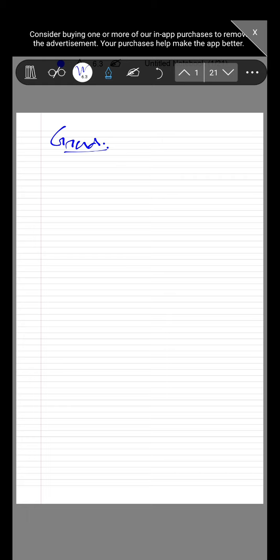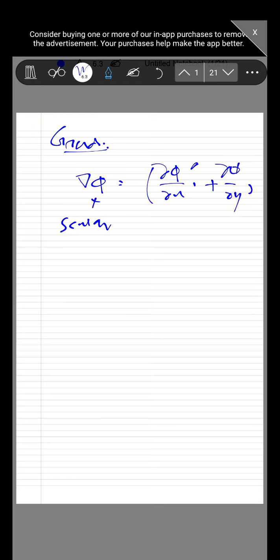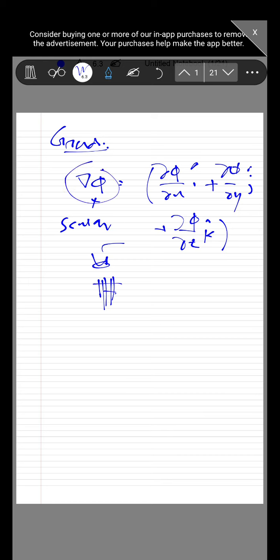So gradient is del phi, where phi is a scalar quantity. It means del phi by del x into i plus del phi by del y into j plus del phi by del z into k. It is basically the flux of a vector, like if it is a tap, the water coming out from this tap is denoted by this del phi.